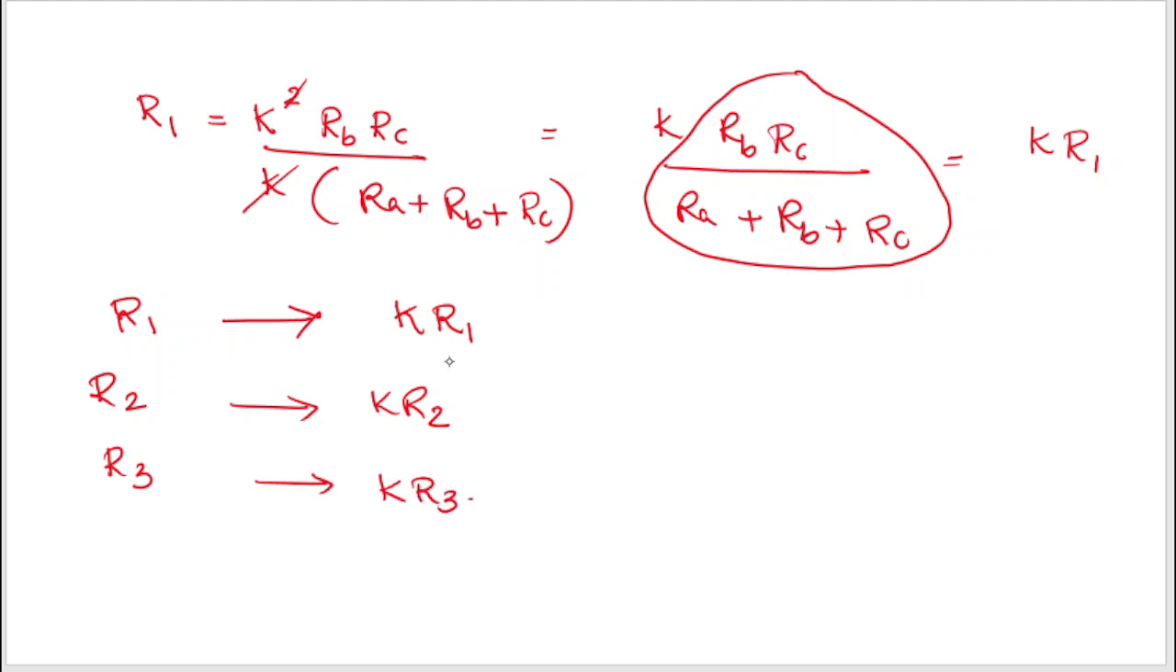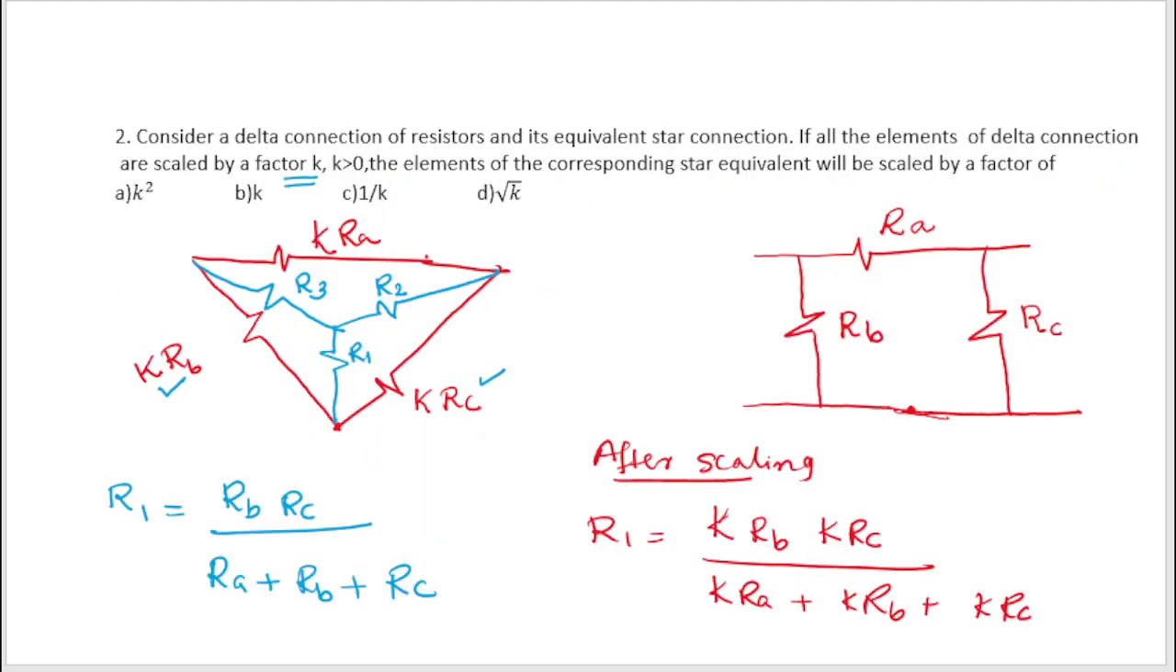So you can see that all the elements are scaled by a factor k in the star connection. So the corresponding star equivalent will be scaled by a factor of k. That is, B is the correct answer.